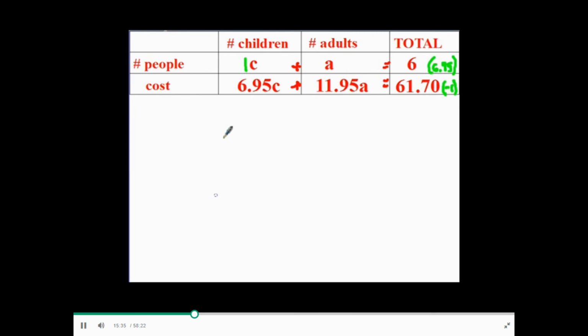Let's take the entire top row. That is the C, the A, the 6, every single term. And we're going to multiply everything by 695. So here we go. 695 times C. And then here we have 695 times A.